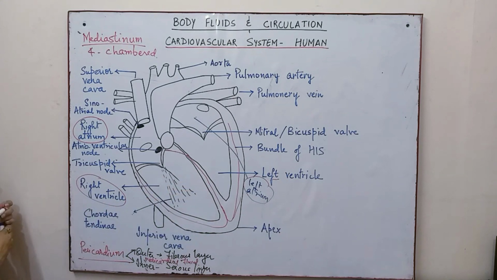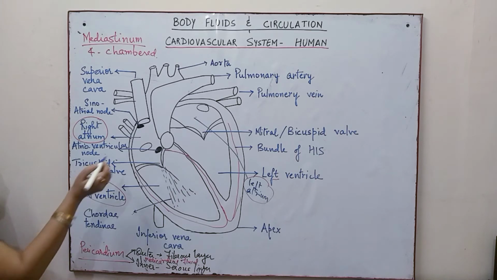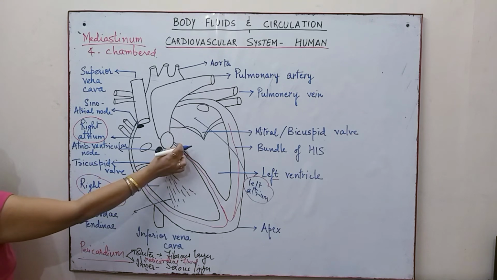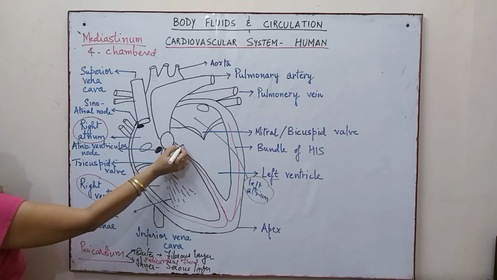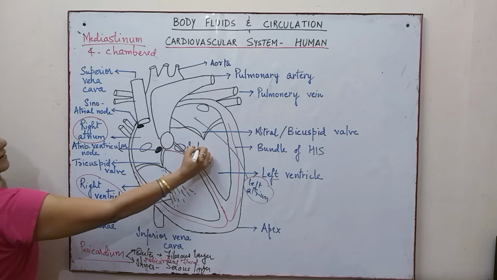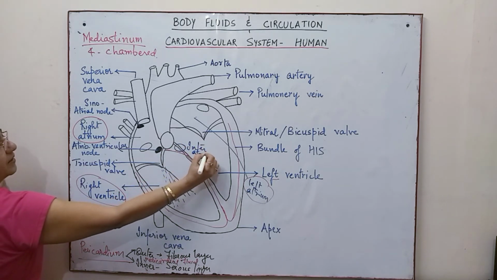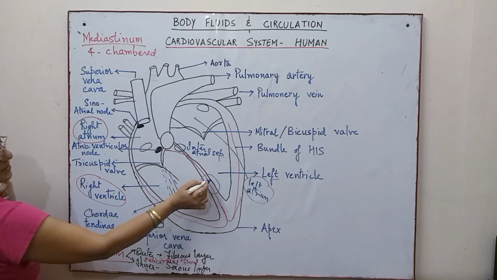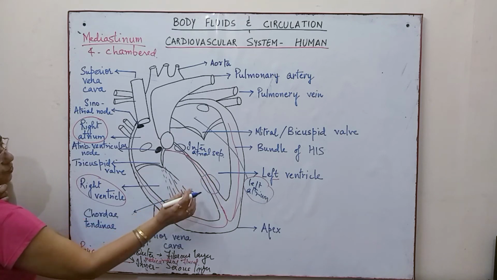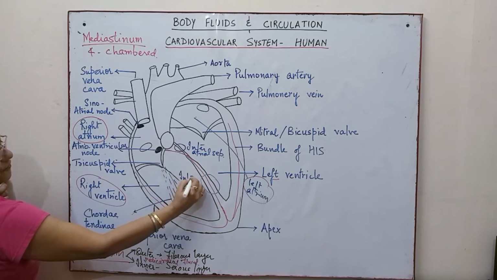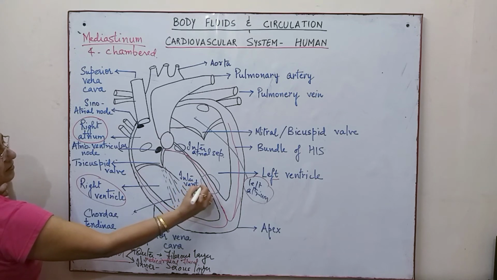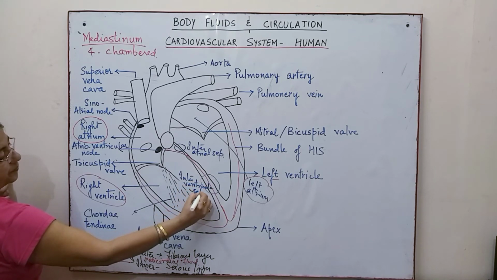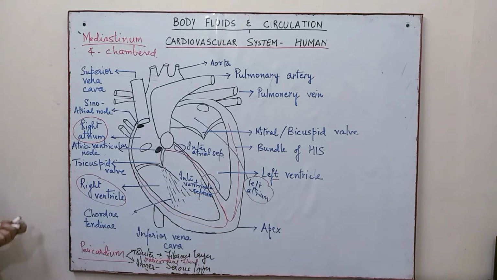So we call the upper one the interatrial septum, that is the thin wall which is dividing the two atria. This wall is the interatrial septum, and this area, that is the thick wall which is dividing the two ventricles, will be the interventricular septum. So this is the interventricular septum, which is quite thick.